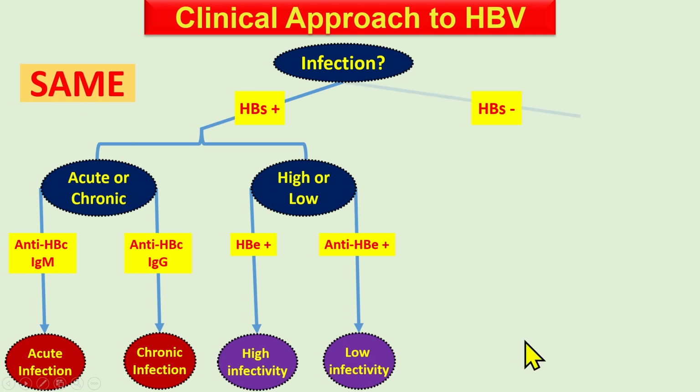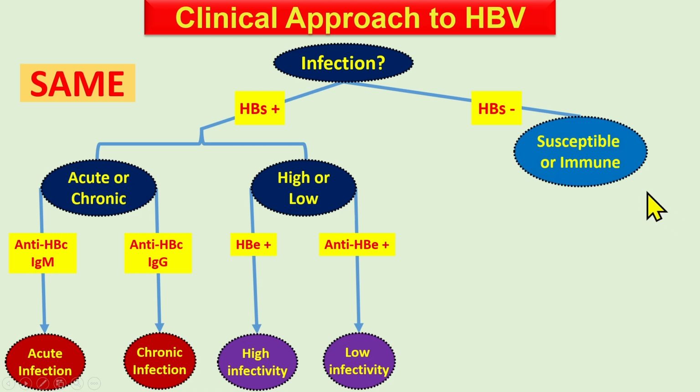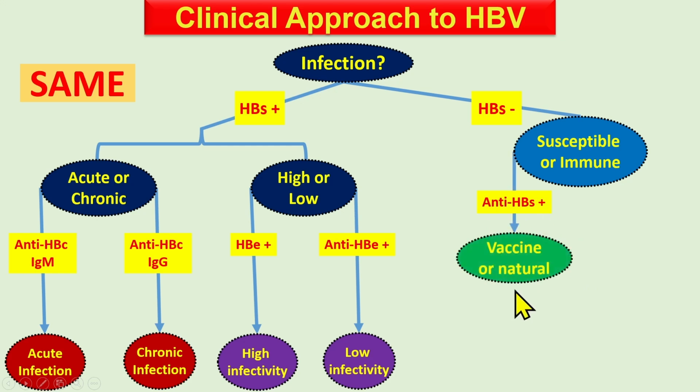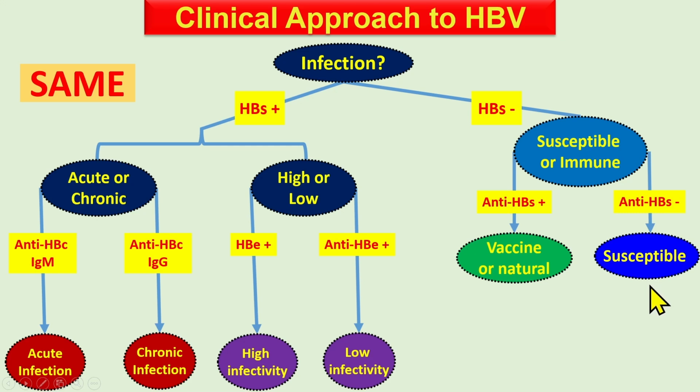Okay. And what about the HBS negative side? It means either the patient is susceptible or immune. How can you differentiate? By looking at the anti-HBS. If anti-HBS is positive, it means he is immune, either by recovery or by the vaccine. If anti-HBS is also negative, meaning all the tests are negative, the patient is susceptible. Okay, so the person is susceptible.